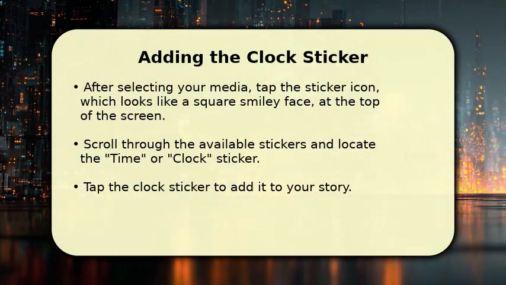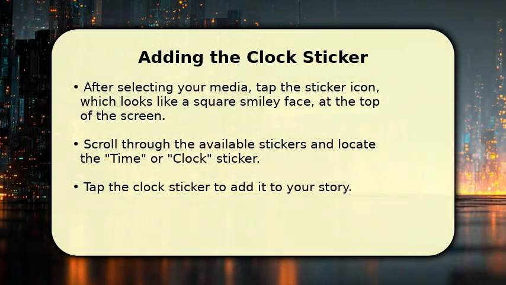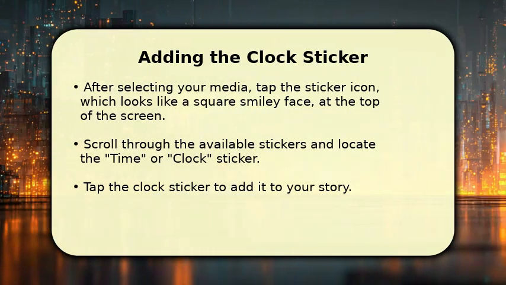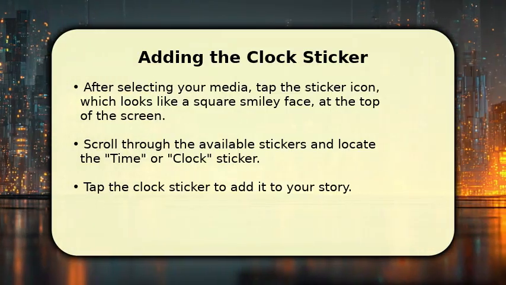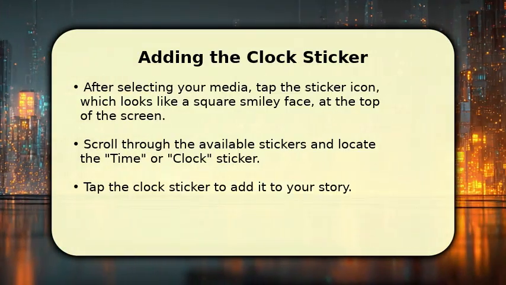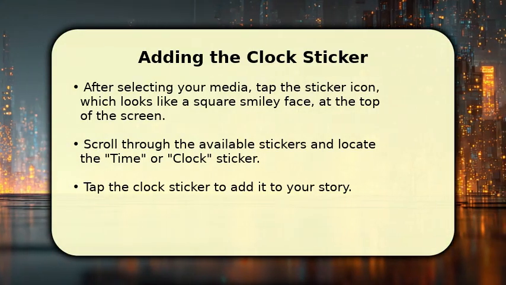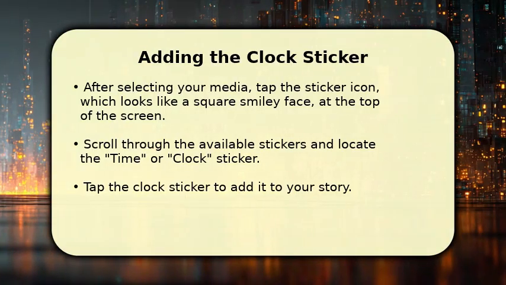With your photo or video ready, it's time to add the clock. Look for the sticker icon at the top of your screen. It typically resembles a square smiley face. Tap this icon to open the sticker tray. Now, scroll through the various options until you find the time or clock sticker. Once you locate it, simply tap on it to place it directly onto your story canvas.